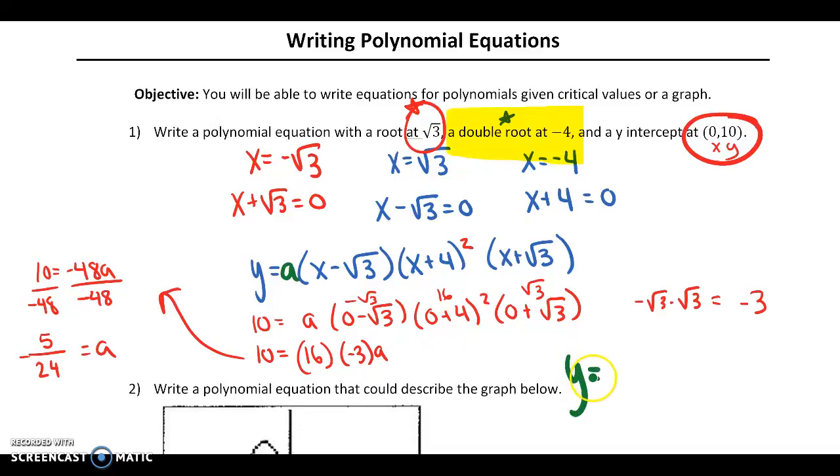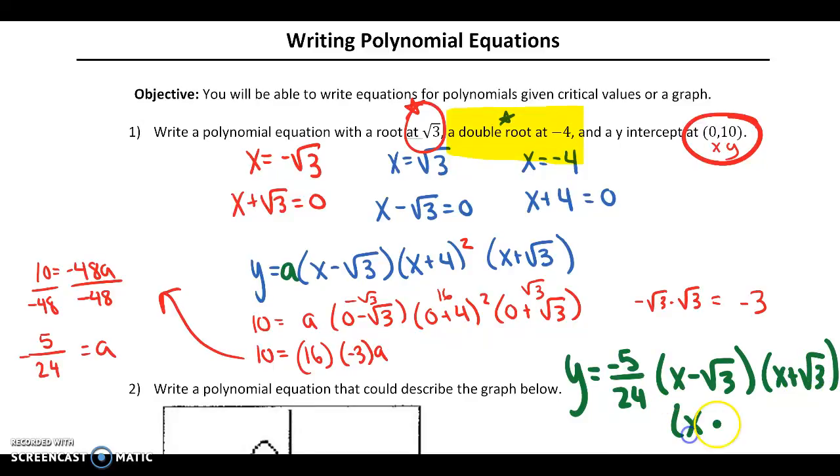So my final equation is y equals negative 5 over 24. It's not pretty, but it works. x minus root 3, x plus root 3. Oops, I'm running out of room. And then I have x plus 4 squared. And that would be my final polynomial equation. So it's done just like quadratics. Now it's just going to be a little bit more complex. There's going to be higher degrees than quadratics, so higher than 2.